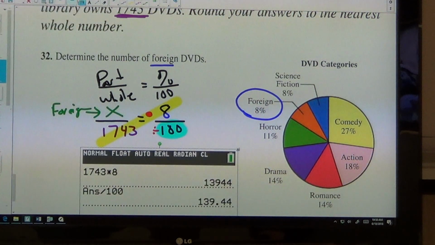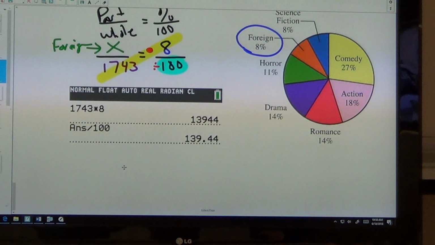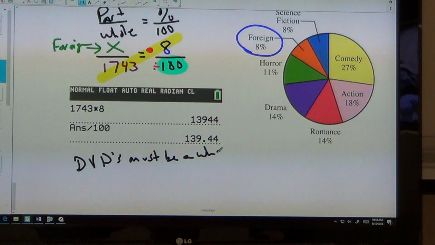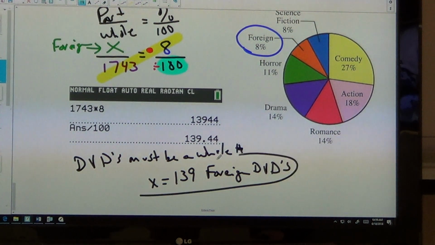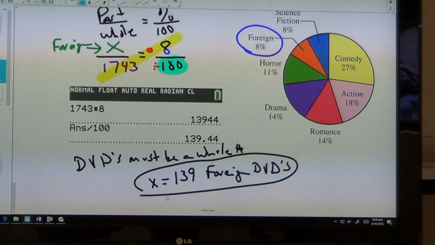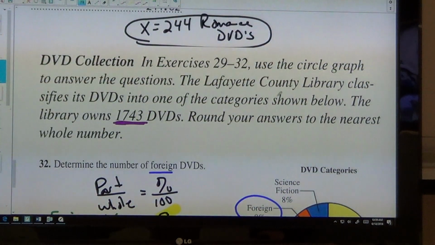Now, because we're talking about DVDs, it must be a whole number. You can't check out from the library half a DVD. So DVDs must be a whole number. So how many DVDs are foreign? 139 foreign DVDs. These are proportions when you have two fractions that are equal. Good? Yeah. All right. Questions about these? Part over whole. And usually I do part over whole when the question is pretty wordy.